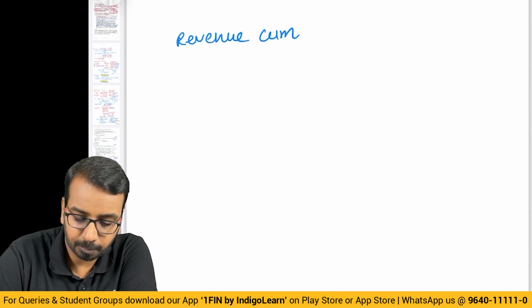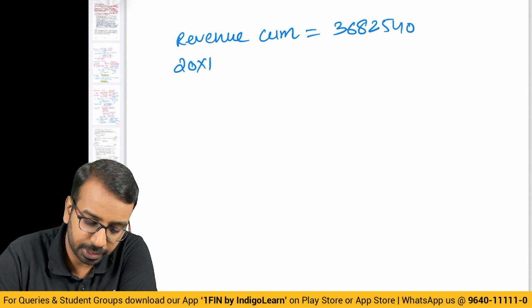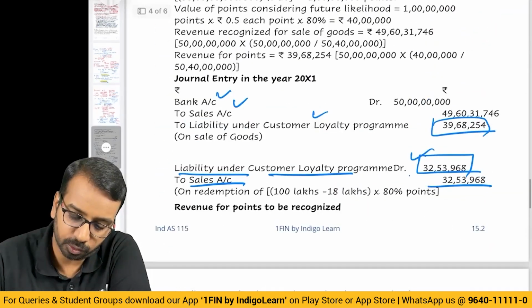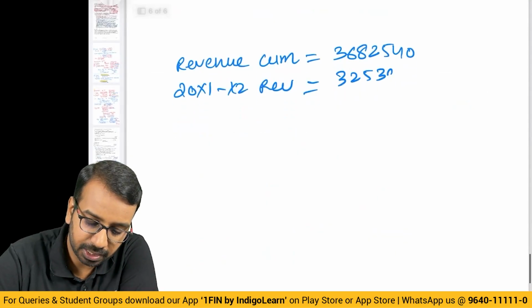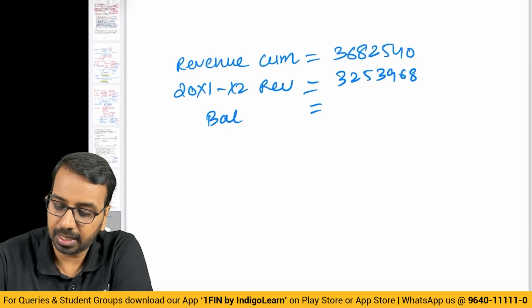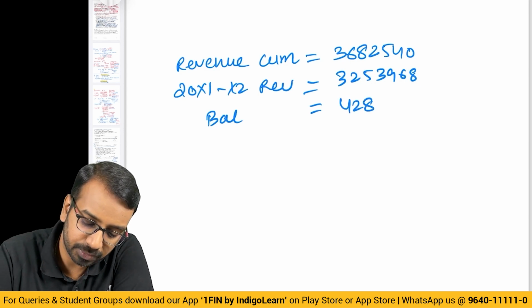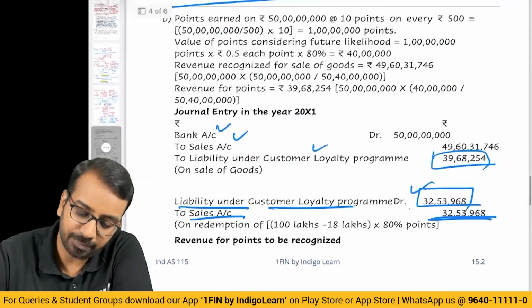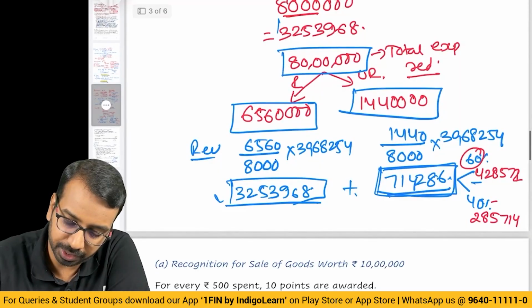Revenue cumulative is equal to 3682540. In 20x1-x2, how much did we recognize? In year 1, year 2, we recognized revenue of 3253968. Balance to be recognized: if you subtract it, you get 428572. The same thing we got when we calculated here, 428572.